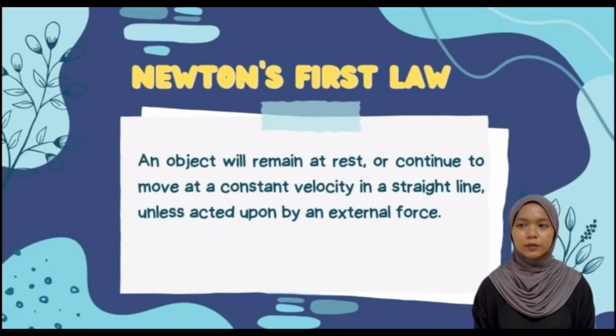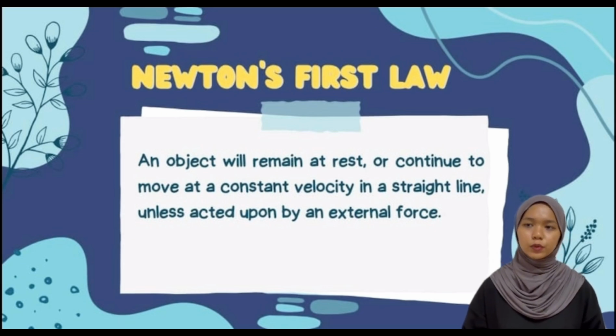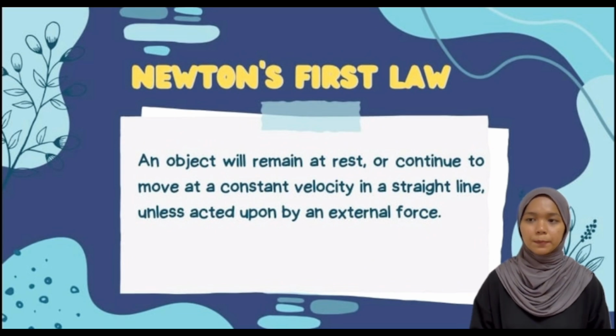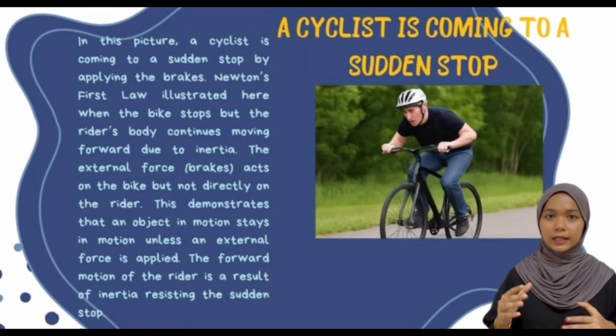Now we move to Newton's first law. What is Newton's first law? An object will remain at rest or continue to move at a constant velocity in a straight line unless acted upon by an external force. 1. A cyclist is coming to a sudden stop.